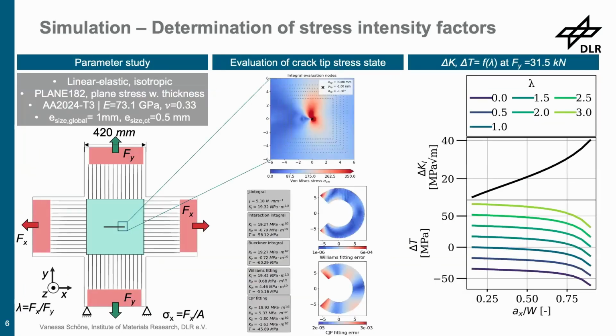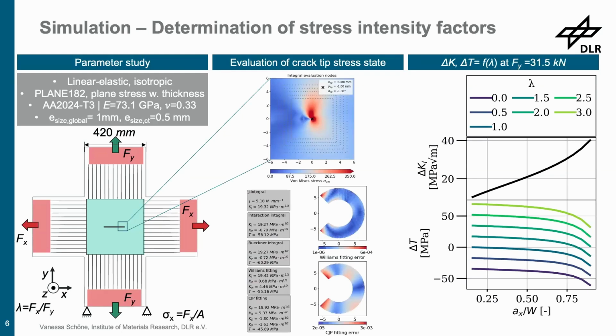Unfortunately, there are no handbook solutions to get the stress intensity factors in a cruciform specimen. And therefore, we performed a finite element simulation with a specimen that represents the actual cruciform specimen of our test. By varying the load ratio between the axes and the crack length, and assuming the crack path to be straight, we could outline the role and the impact that those factors have regarding the stress intensity factors delta T and delta K.